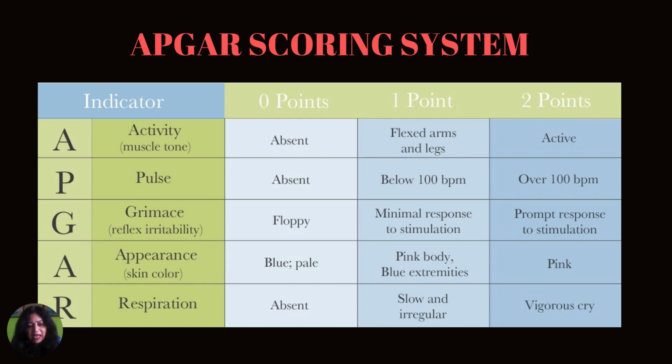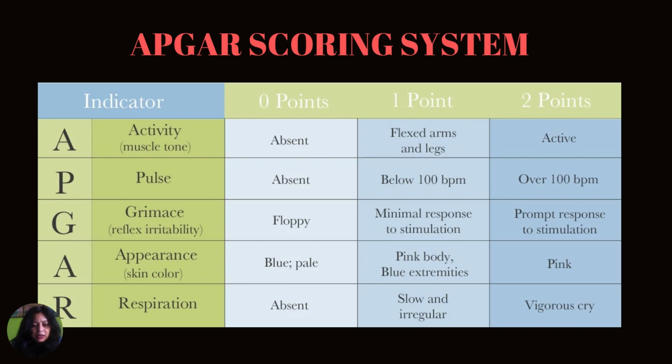So if the activity is absent, then you give 0 points. But if there is flexed arms and legs, you assign 1 point. And if the newborn is active, you give 2 points. In the pulse, if it is absent, obviously you give 0 points. If it is below 100 beats per minute, 1 point. Above 100 beats per minute, 2 points.